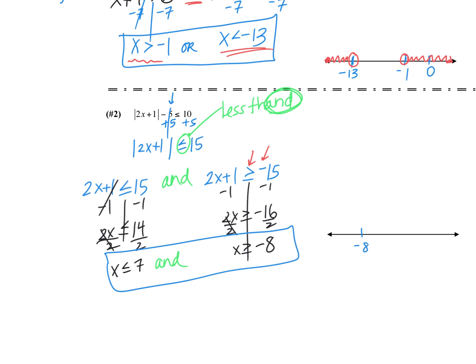So -8 is certainly to the left. I might put my 0 in the middle there and put a 7 on the right. Because this is and, remember these are supposed to overlap. And so when I think of x being less than or equal to 7, that's a closed circle on my 7. It's going to be going that direction, less than. And my x is greater than or equal to -8, that's a closed circle on my -8, and that's going to be going to the right. So those overlap right in the middle. Does that make sense? Okay.